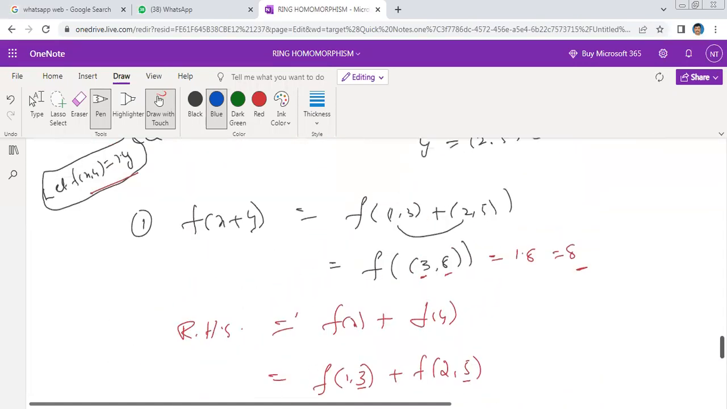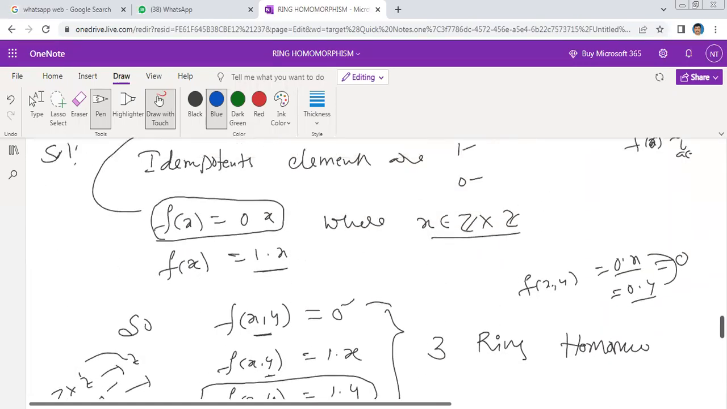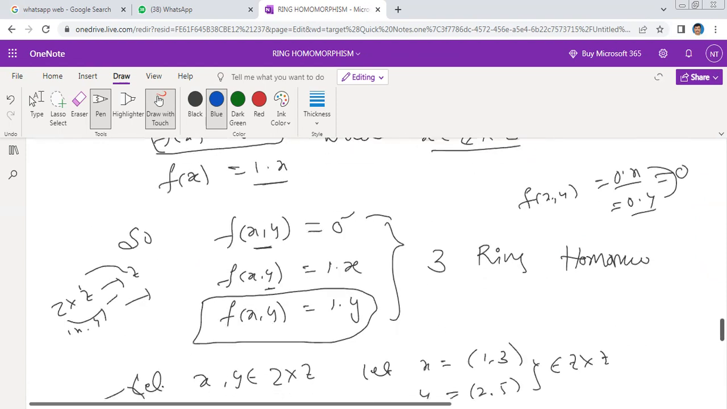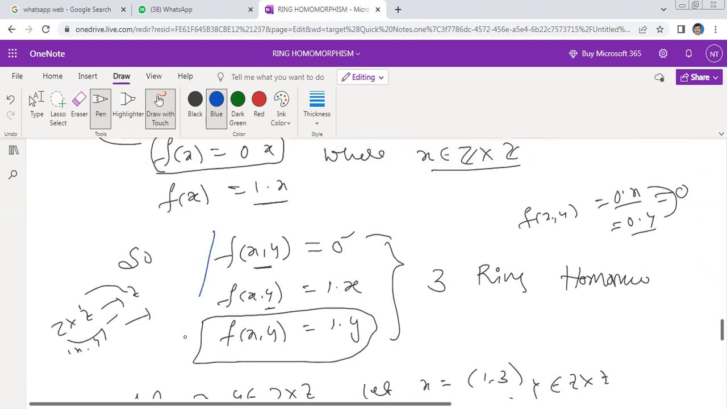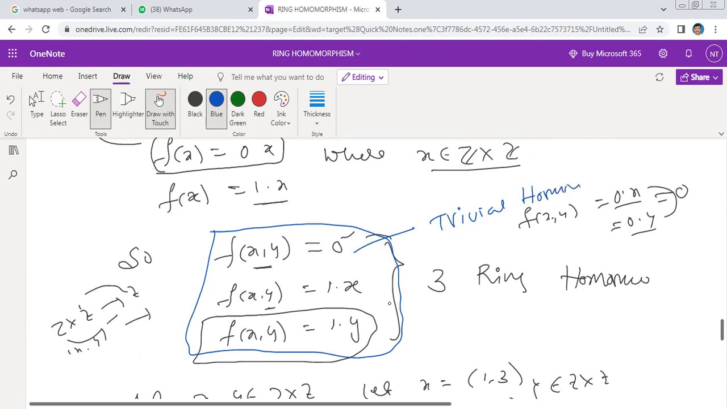Sometimes you ask the question, how many trivial homomorphisms are there? How many trivial homomorphisms are there? Only one is called a trivial homomorphism. These two are what? Non-trivial homomorphisms. Total number of homomorphisms is 3. Trivial is 1, non-trivial is 2.